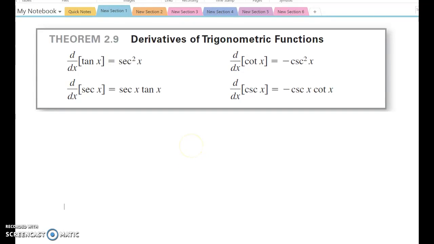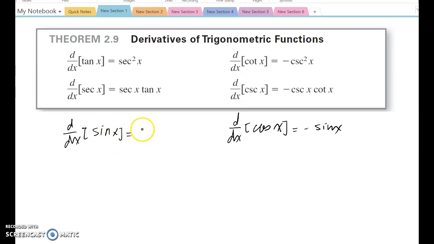If I put sine and cosine also under those derivative rules, then d over dx of cosine x equals negative sine x, and d over dx of sine x equals cosine x. Based on this, can you find anything in common between the two different categories here?